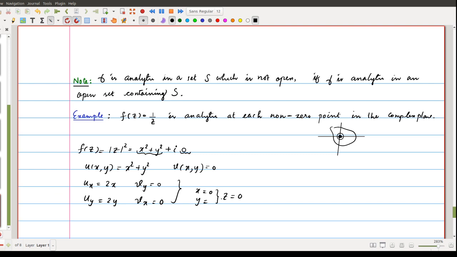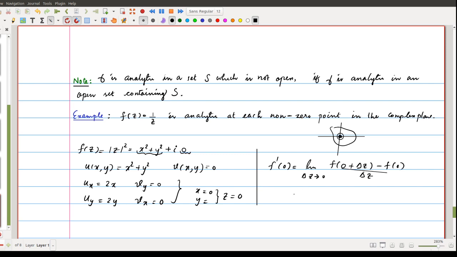That means except origin, the components of this function do not satisfy the CR equations. Therefore, this function is never differentiable at any non-zero point. Okay, never. That means if you consider f dash 0, the definition of f dash 0, the derivative of f at z equal to 0, is limit delta z tends to 0 of f of 0 plus delta z minus f of 0 divided by delta z.